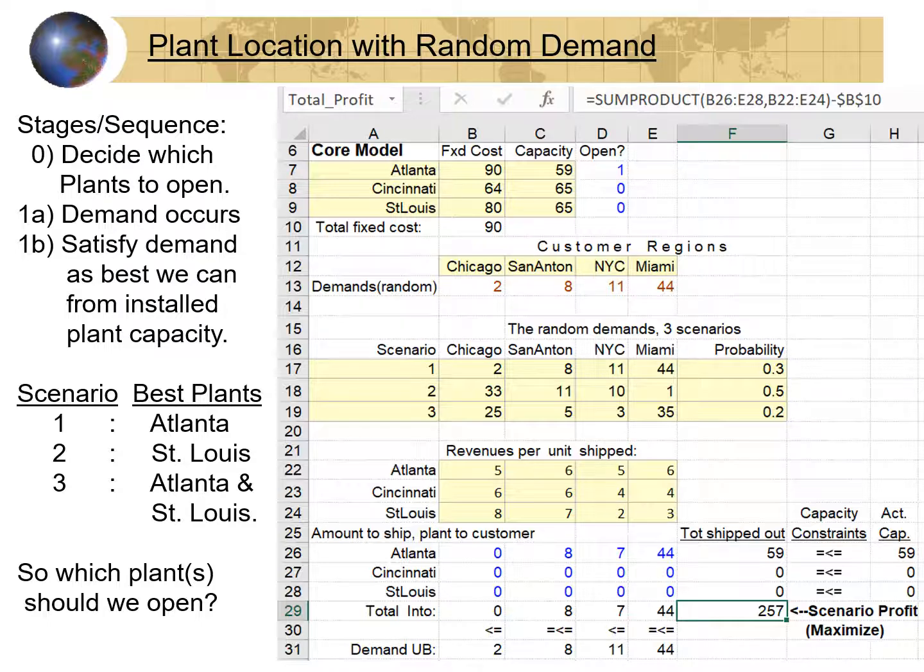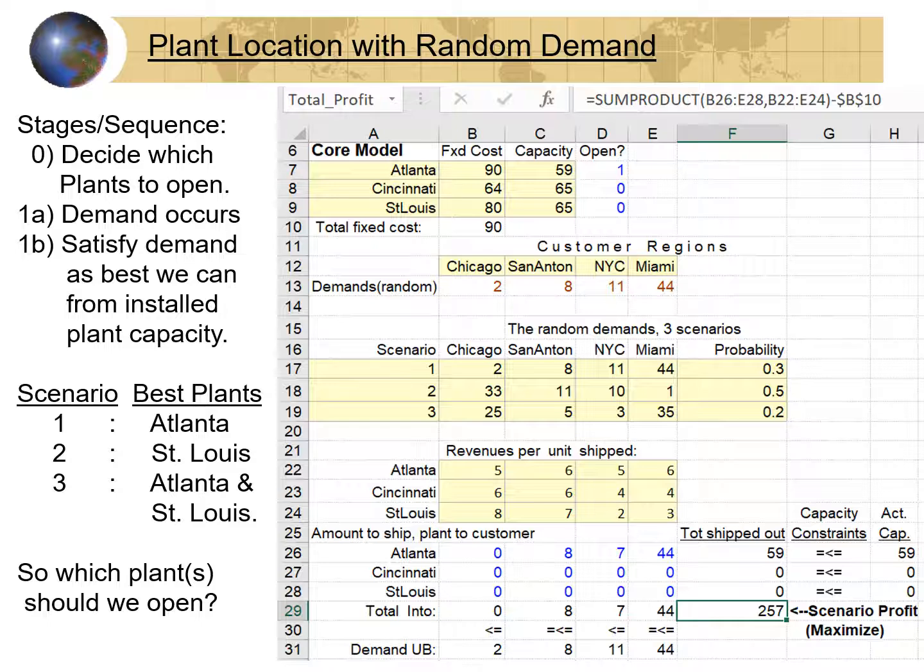Then in stage 1 at the beginning, the demand occurs, and then at the end of stage 1, we decide how we can satisfy the demand in the cheapest way possible, or the most profitable way possible, given the capacity that we have installed at this point. So let's look at the spreadsheet a little bit more again.